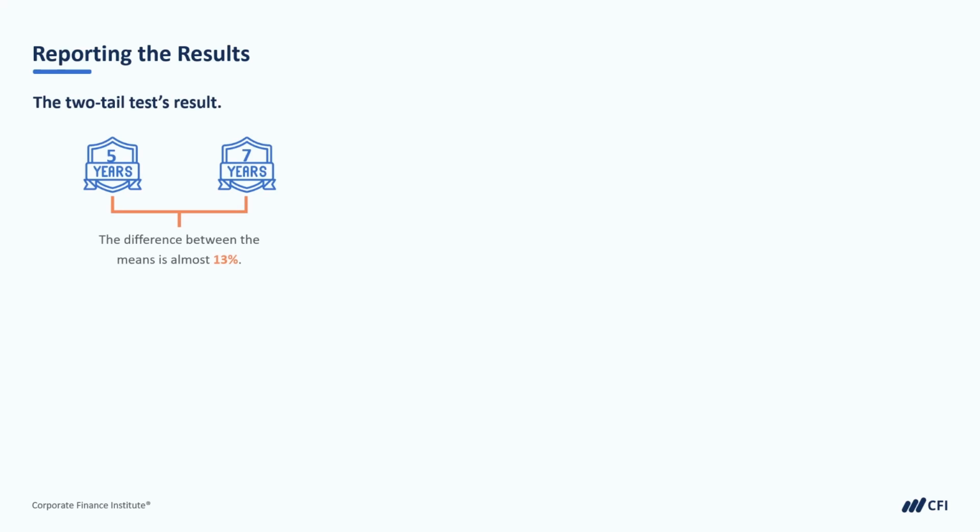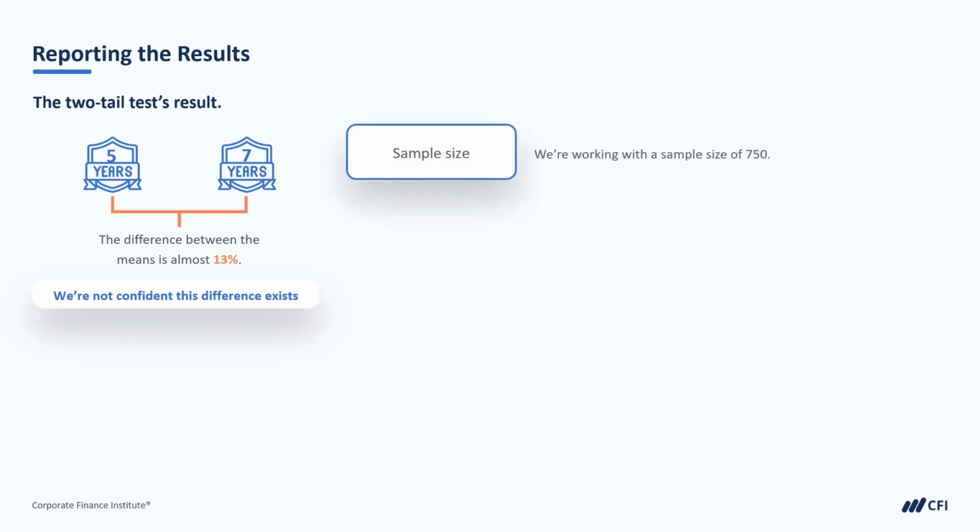The results of our first test, the two-tail test, might feel disappointing. The actual difference between the means of our samples is quite large, at almost 13%. Over a year, a difference of 13% could be a lot of money. But, using the sample size that we had in our test, we can't be confident this difference actually exists. So what went wrong here? Earlier, we talked about how sample sizes over 30 are generally good enough, though samples of 100 are much better. We're working with a sample size of 750, so shouldn't that be large enough to be confident?